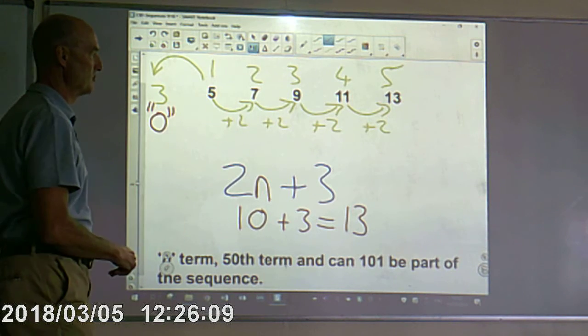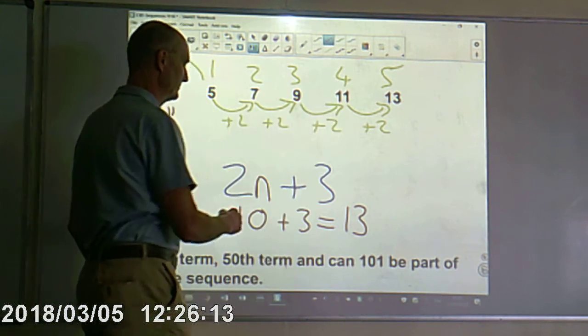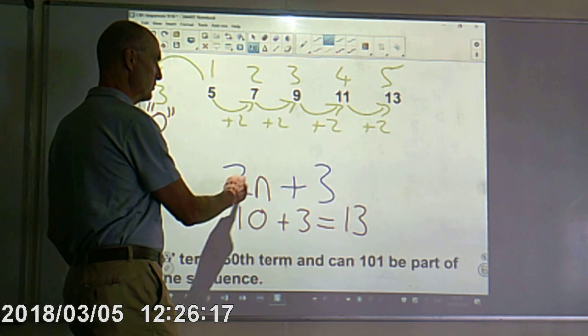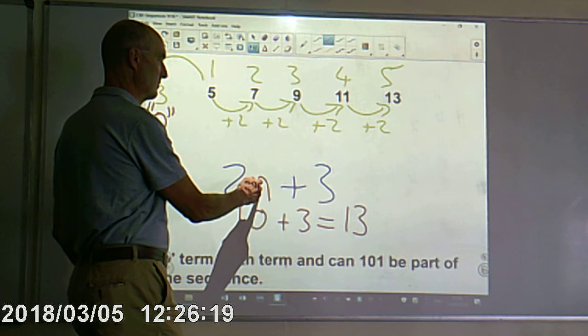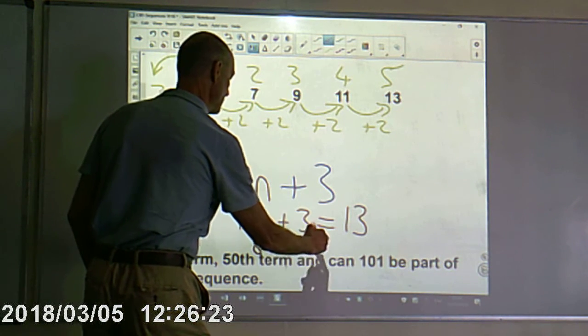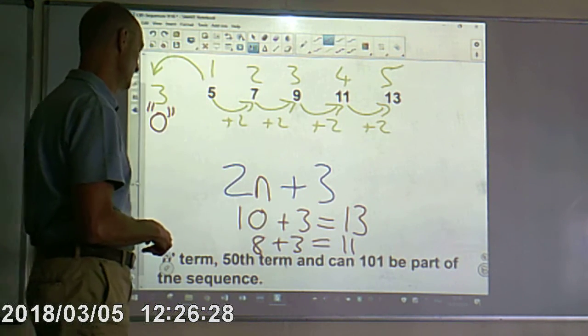Don't worry about the writing on the bottom. Let's have a look at the fourth term. So if instead of n, I put in a 4, 2 times 4 is 8, plus 3 equals 11, my fourth term.